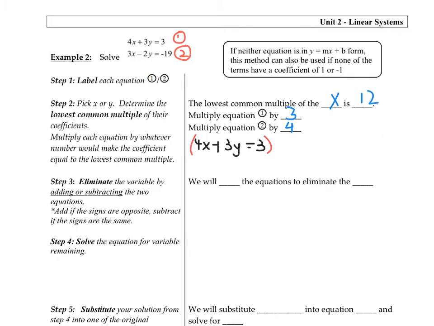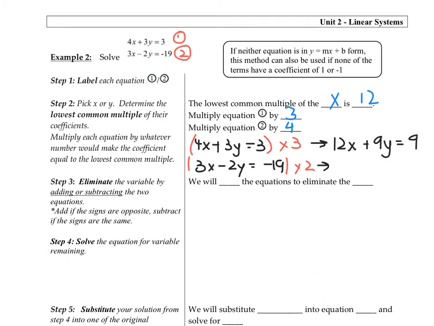And then I would put brackets around it and say that I'm multiplying it by 3. For the second one, again, I put brackets and times 4. And now I'm going to write my new form right over here. 4x times 3 is 12x. 3y times 3 is 9y. 3 times 3 is 9. There's my first modified equation.